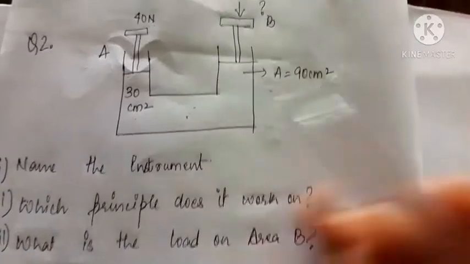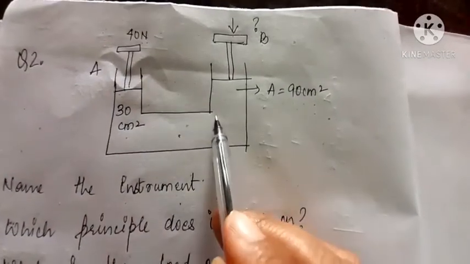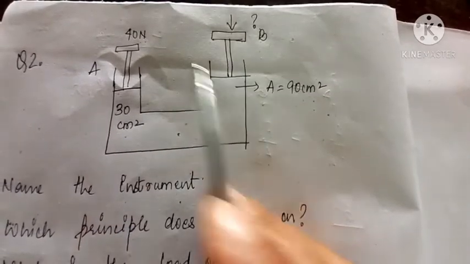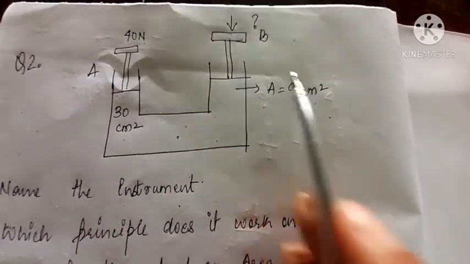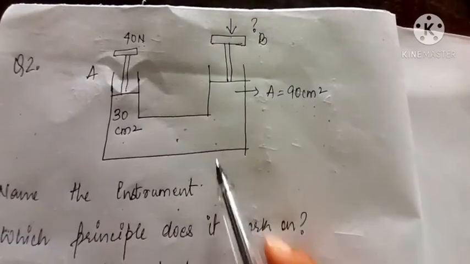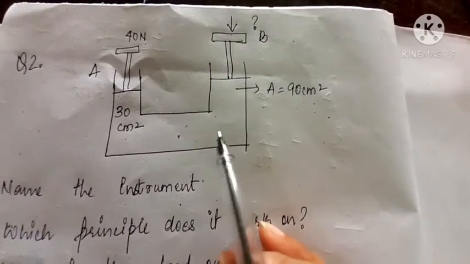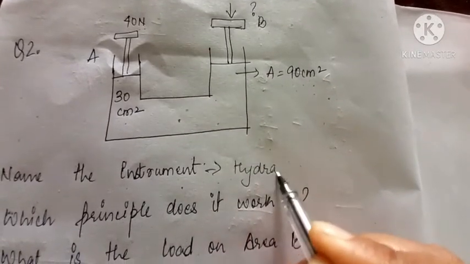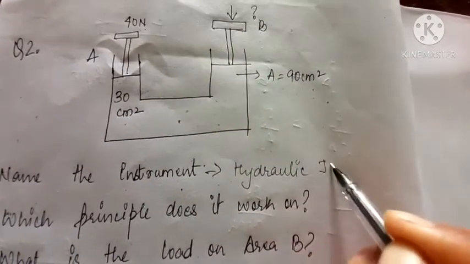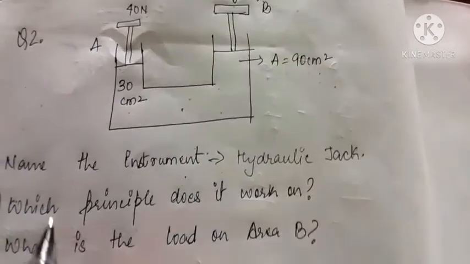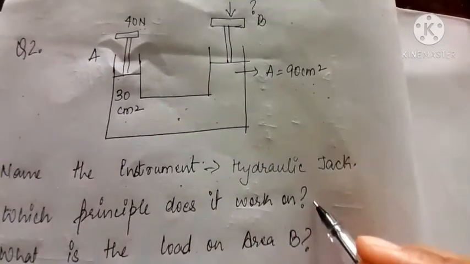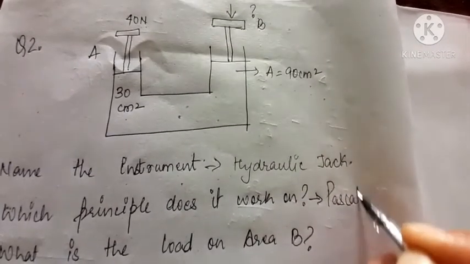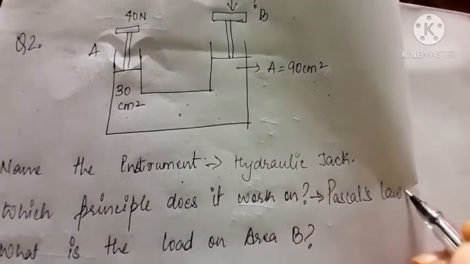So what I have to find? Name the instrument. Which instrument is this? Just before the video I told you, if you see such kind of instrument where there are 2 pistons, or maybe they can be more than 2 pistons, such instrument is a hydraulic jack. So this instrument is a hydraulic jack. Then which principle does it work on? It works on Pascal's law.